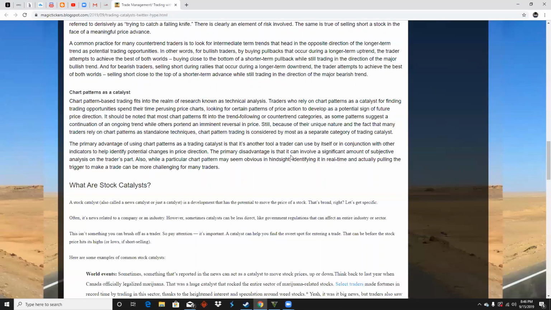The primary disadvantage is that it can involve a significant amount of subjective analysis on the trader's part. Also, while particular chart patterns may seem obvious in hindsight, identifying them in real time and actually pulling the trigger to make a trade can be more challenging for many traders.